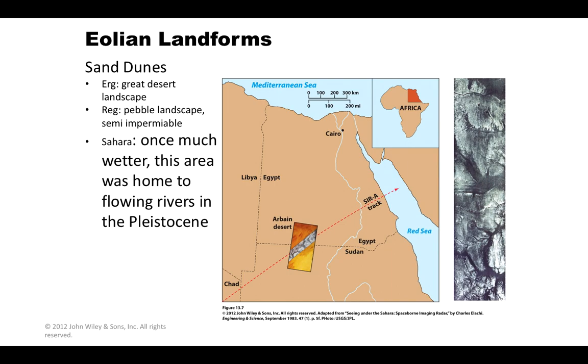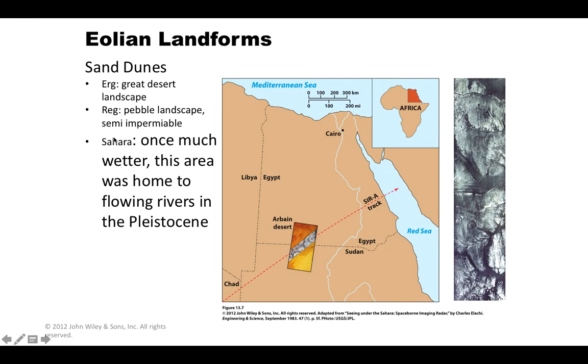that we have this belt of deserts through the world at 20 to 40 degrees north and south of the equator. And that's where you get our really massive deserts like the Kalahari, the Sahara, the Victorian Desert in Australia. So reg, that's our pebble landscape. It's semi-impermeable. Permeable is something that you can pass through, right? So semi-impermeable means that you could pass through it, but it's going to be pretty hard.